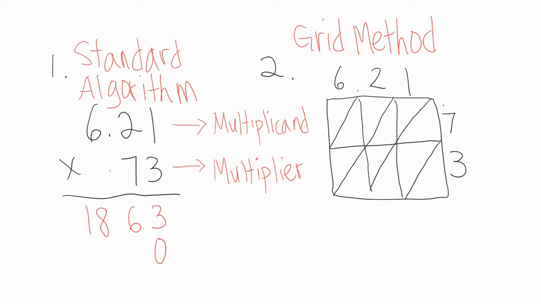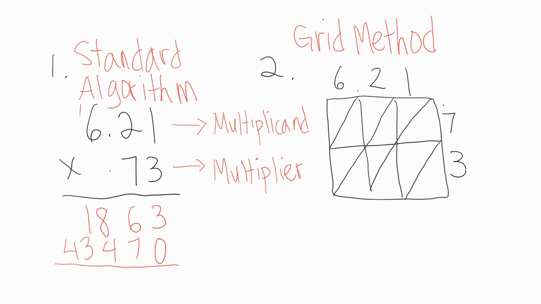Now I'm going to do my 7s. Again, I'm going to start from the right. 7 times 1, 7 times 2, 7 times 6. 7 times 1 is 7. 7 times 2 is 14. I have to carry that 1. 7 times 6 is 42, plus 1 is 43.